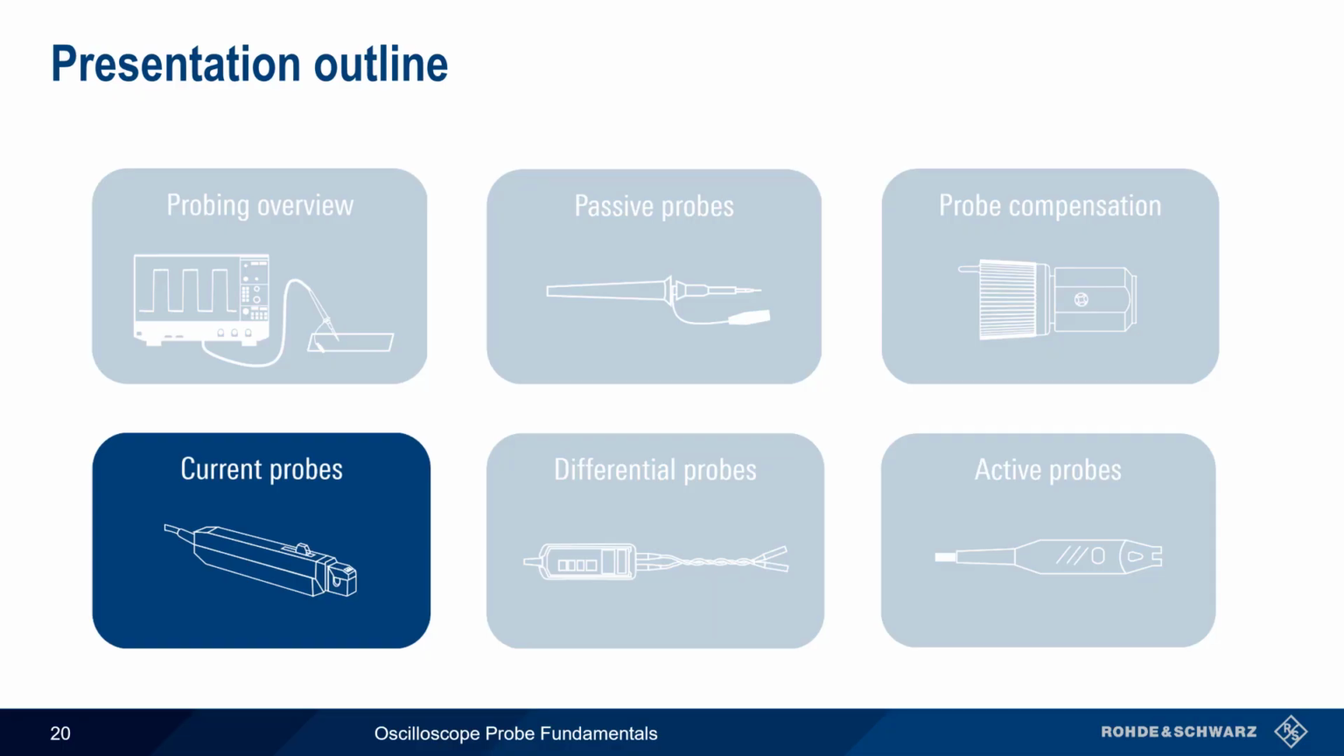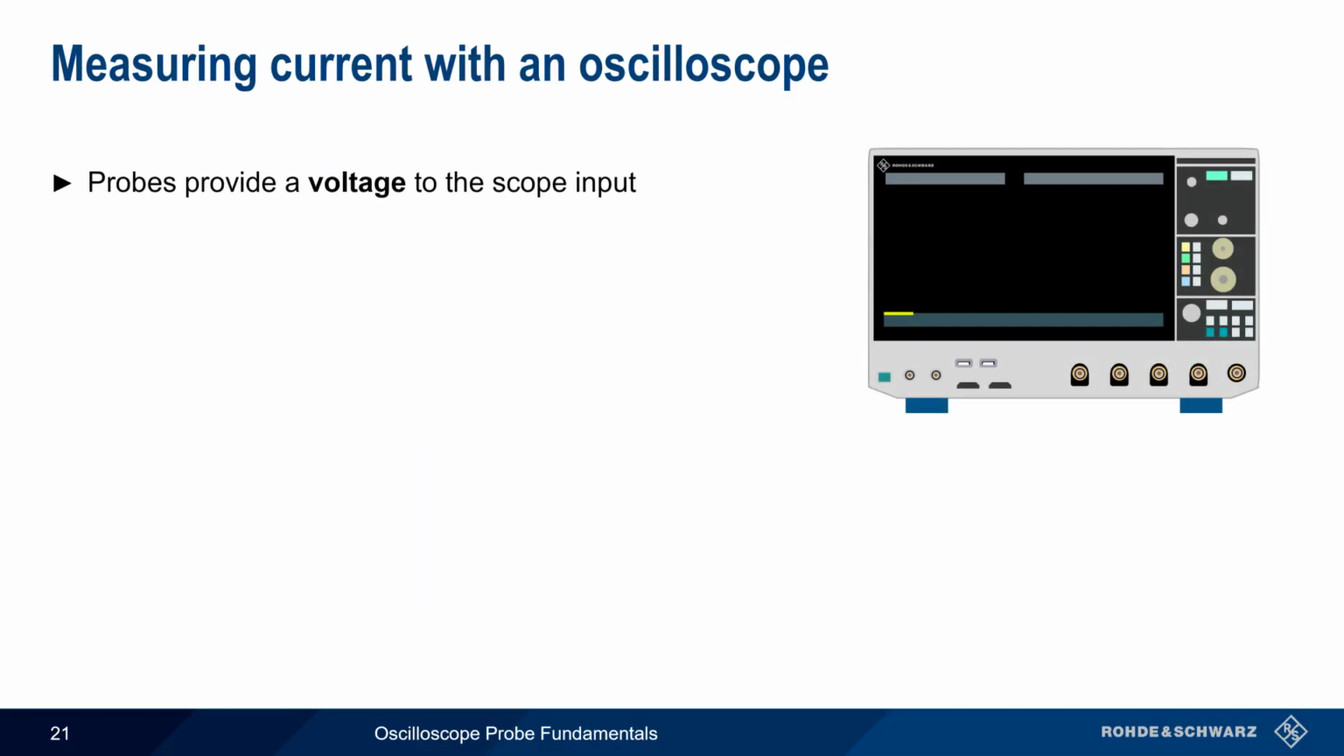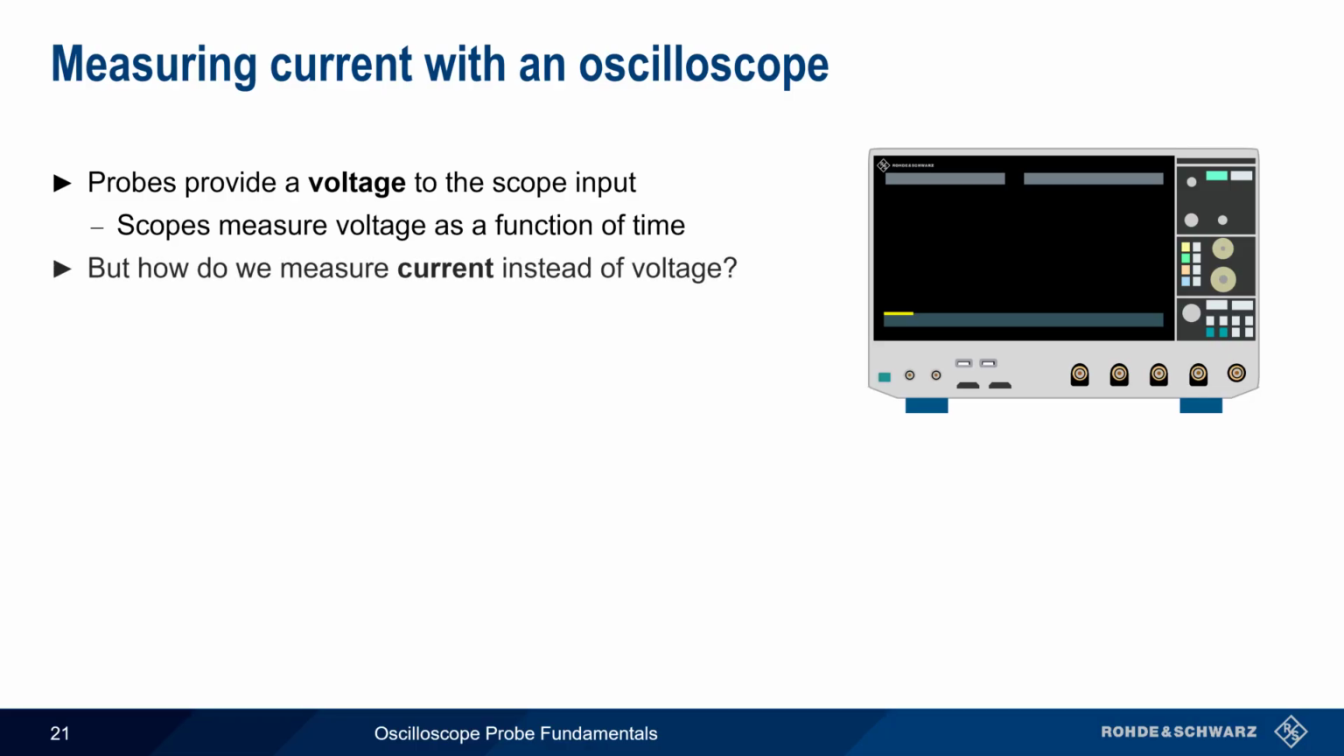Like most oscilloscope probes, passive probes measure voltage. The next most common type of probes are current probes, which are used to measure current. All oscilloscope probes share one common characteristic. They provide a voltage at the scope input. Recall that the primary function of an oscilloscope is to measure voltage as a function of time. Therefore, a logical question would be, how can we use oscilloscopes to measure current instead of voltage?